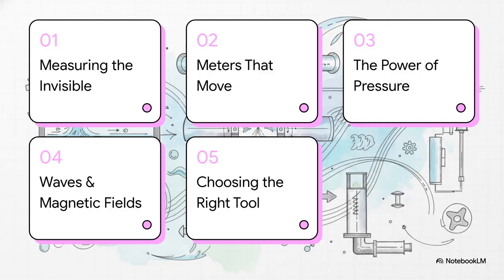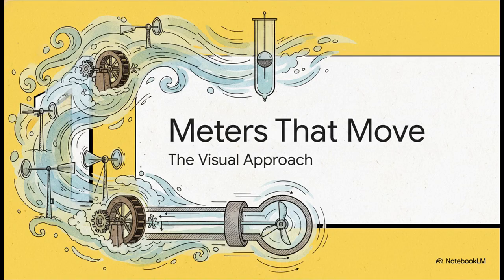So, here's our game plan. First, we'll look at the most intuitive idea: meters that have actual moving parts. Then we'll get a little clever and explore how you can use the power of pressure. After that, we're going high-tech with waves and magnetic fields. And finally, we'll wrap up with the most important part: how do you actually pick the right tool for the job? Okay, let's kick things off with our first category, meters that move.